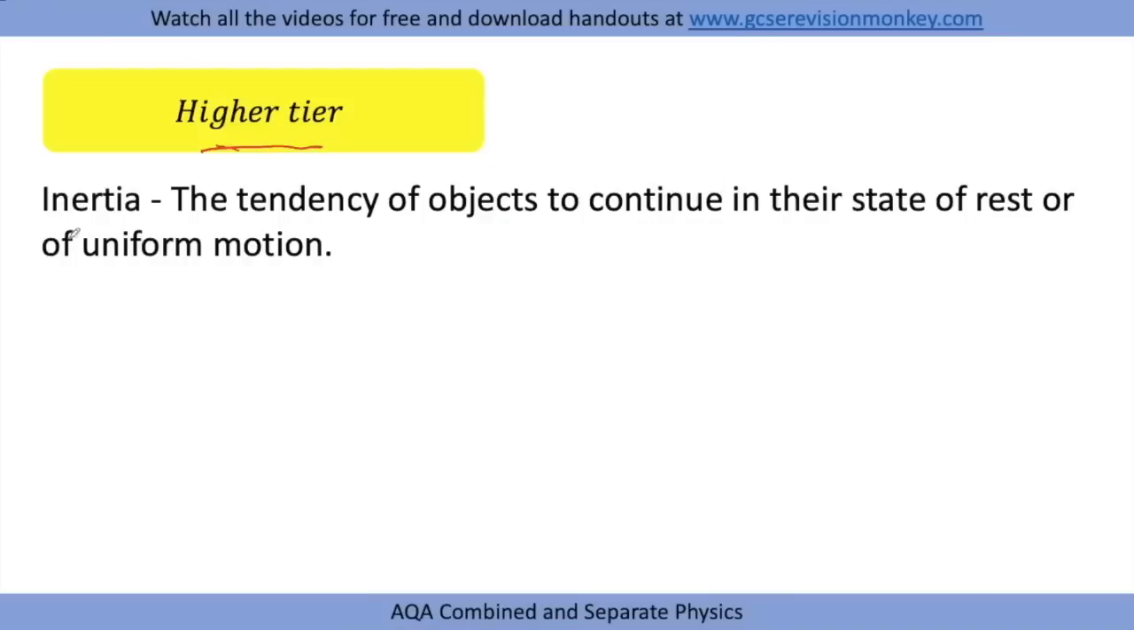For higher tier here, you also need to be aware of the meaning of inertia, and that is the tendency of objects to continue in their state of rest or of uniform motion. So if objects are already stationary, they'll be in the state of inertia, they'll remain stationary, or if they're already moving, they'll continue moving in a uniform motion.